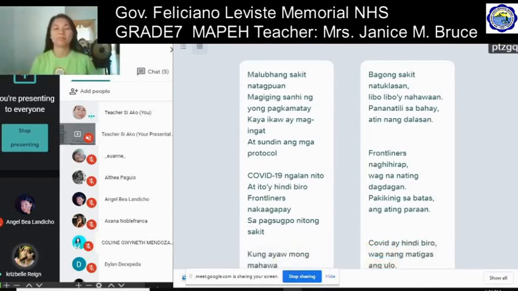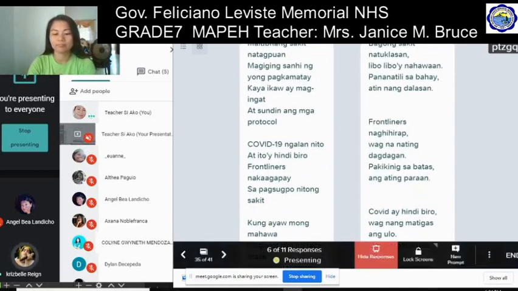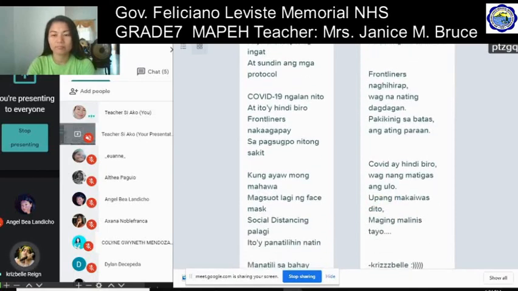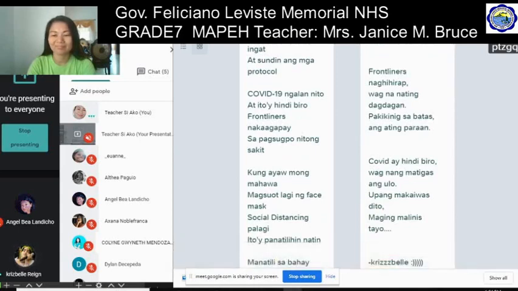Bagong sakit na tuklasan, libo-libo'y nahawakan, pananatili sa bahay, ang tinong-dalasan. Frontliners naghihirap, huwag na nating dagdagan, pakikinig sa batas, ang ating paraan. COVID ay hindi biro, huwag na matigas ang ulo, upang makaiwas dito, maging malinis tayo.